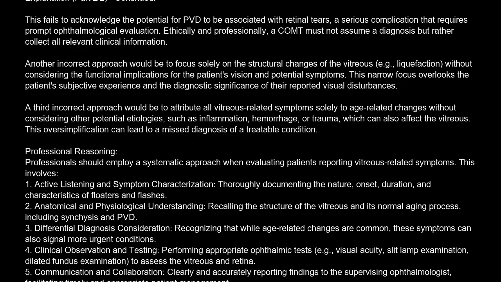Professional reasoning. Professionals should employ a systematic approach when evaluating patients reporting vitreous-related symptoms. This involves: 1. Active listening and symptom characterization, thoroughly documenting the nature, onset, duration, and characteristics of floaters and flashes. 2. Anatomical and physiological understanding, recalling the structure of the vitreous and its normal aging process, including synchysis and PVD. 3. Differential diagnosis consideration, recognizing that while age-related changes are common, these symptoms can also signal more urgent conditions.